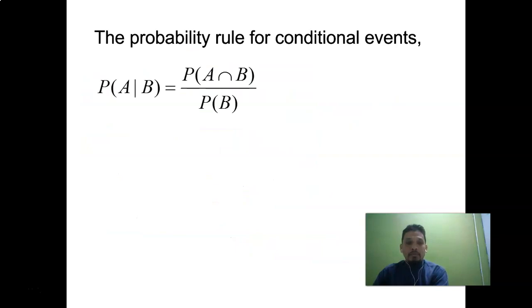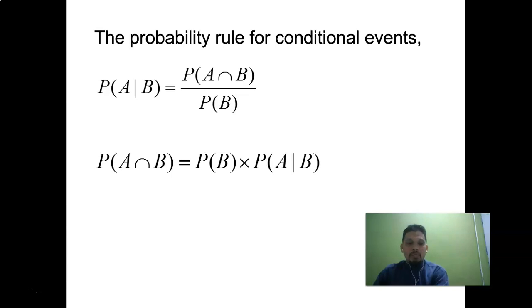Okay, the probability rule for conditional events is given here. The probability of A intersect B equals the probability of B multiplied with the probability of A given B. So actually this equation is derived from an adjustment of this equation. So multiply with the probability of B on both sides. Cross multiply.